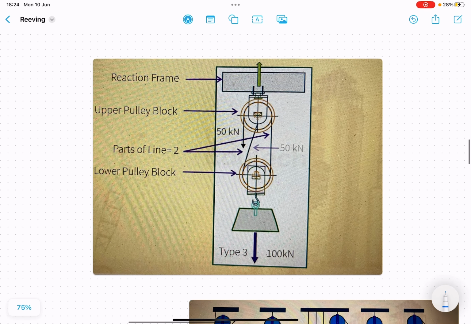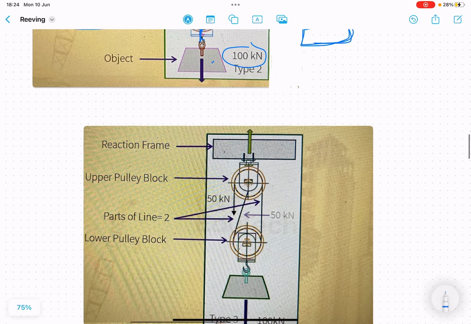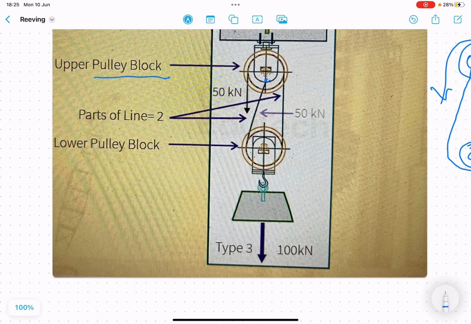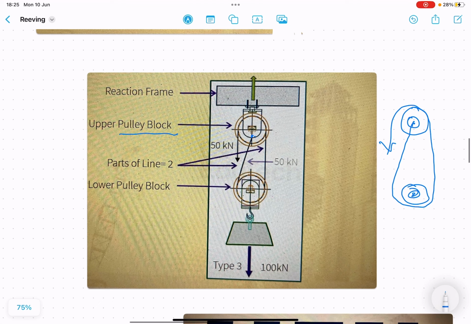Now the next case is the type 3 case. It is the same, but there is some modification. Here one end is fixed to the pulley. This is the upper pulley block, and it is used like this in a crane system. There are two pulleys, pulley 1 and pulley 2, and one end of the rope is fixed to this, wrapped around this, then wrapped around this, and we are lifting like this. Again, it is just a modification.